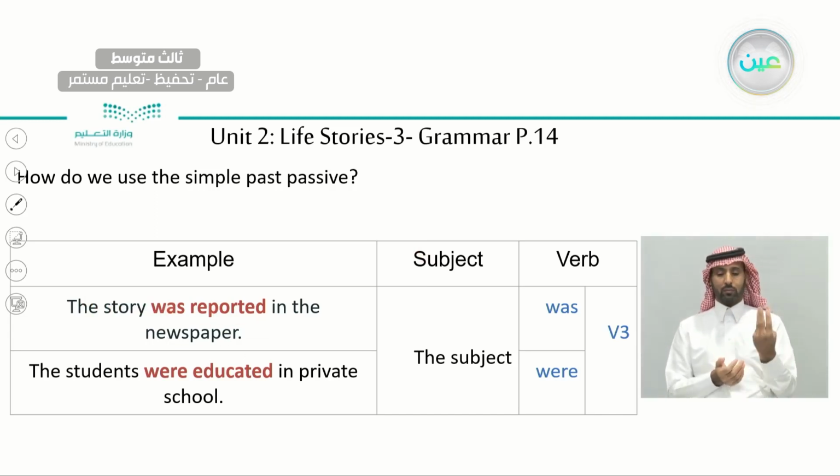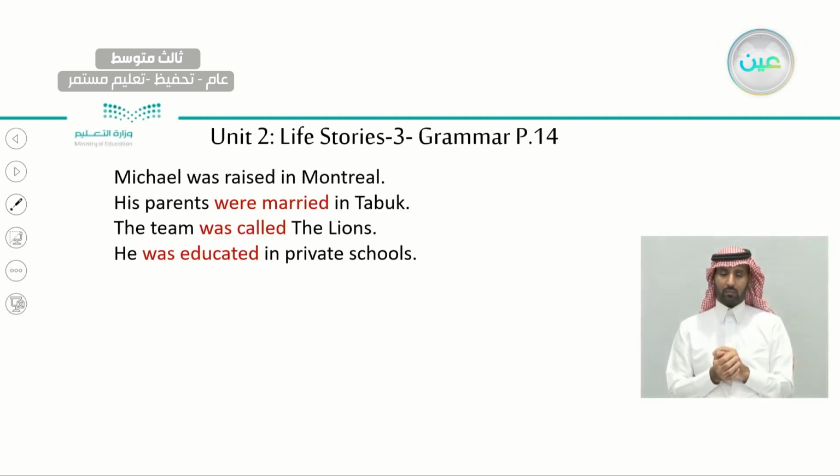Then we continue the sentence. The other example, the students is the subject, okay? Where is the verb to be? Because here we have plural, we add were. Educated is the verb 3. In private school, we continue the sentence, okay? These are more examples for practice.